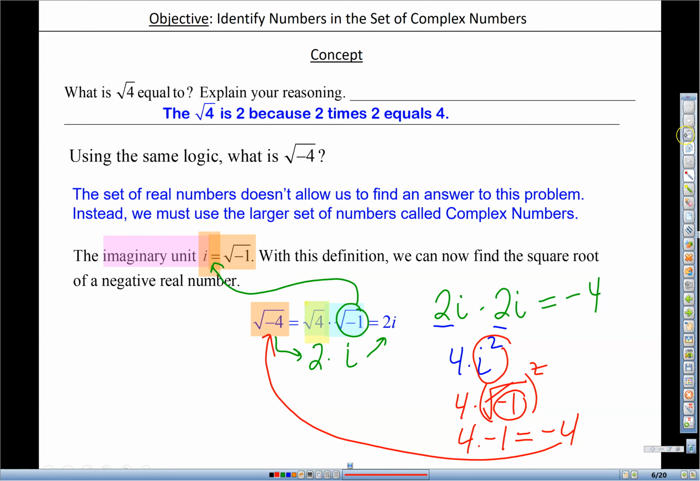So that's the big idea here: what is i, and how does it help us find or simplify the square roots of negative numbers?